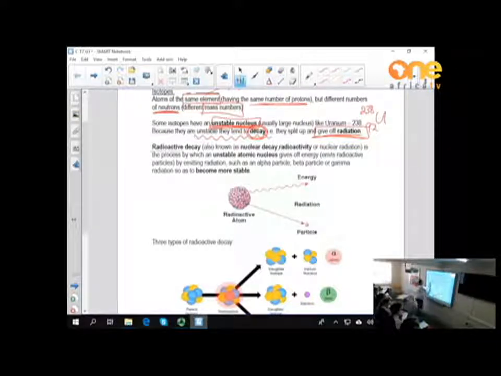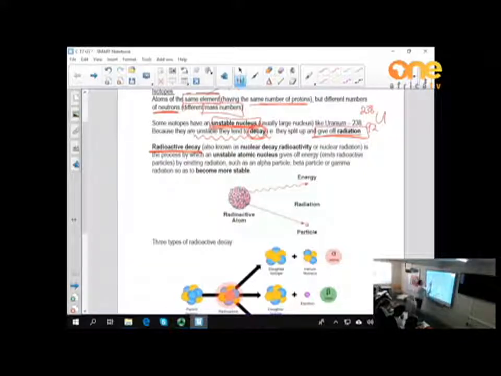Now, radioactive decay, not all elements undergo radioactive decay. For example, carbon. Carbon has got 2 very common isotopes, carbon-12, and carbon-14. Carbon-12, how many electrons does carbon have? 6, it's atomic number 6. So carbon-12 will have 6 protons, 6 neutrons. But carbon-14 will have 6 protons and 8 neutrons. This makes carbon-14 unstable, and carbon-14 is radioactive. All right.